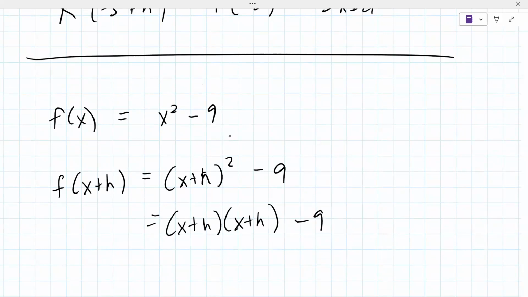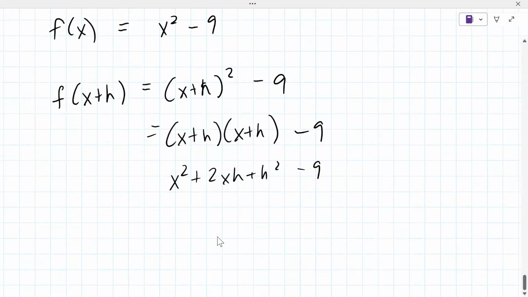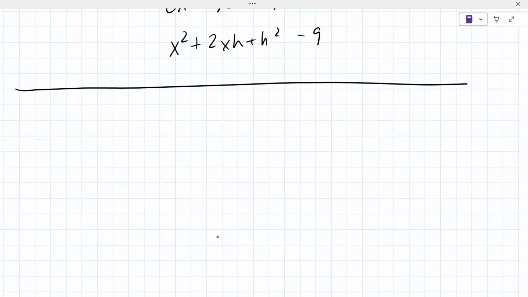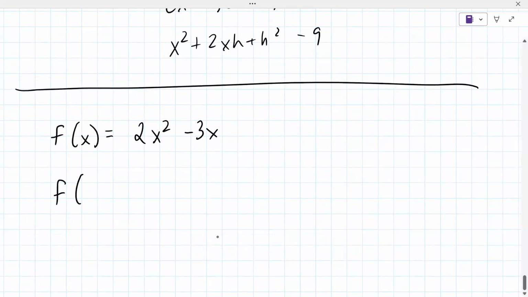So you have to remember how to FOIL. Right. So that's x squared plus 2xh plus h squared minus 9. I'm going through this one quickly because we're going to focus more on the numerical ones, but this could be coming in your class. So let's say your f of x is something like this, 2x squared minus 3x, and I want f of 1 and then f of 1 plus h.